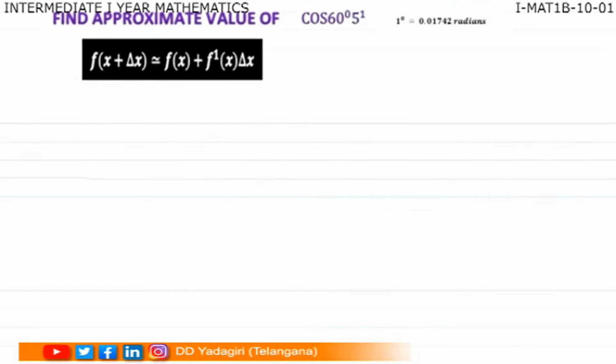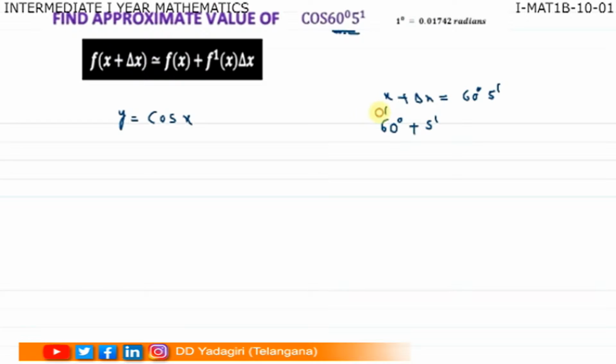So this is the problem. Right. Next question is: find the approximate value of cos 60 degrees 5 minutes, where 1 degree is equal to 0.01742 radians. Again, the function assumption is very important. Y is equal to, I am taking, cos x, since I have to find cos of some value. X plus delta x is equal to 60 degrees 5 minutes. Now I know the value of cos 60 degrees; I can directly write it from tabular values. Delta x is 5 minutes.